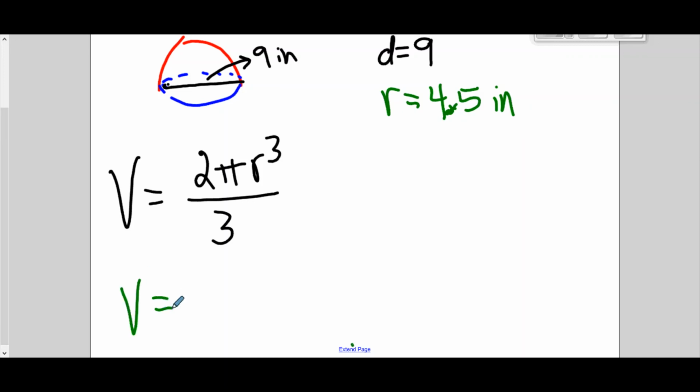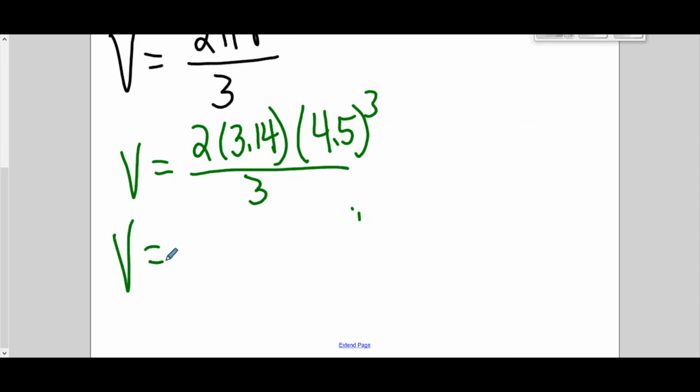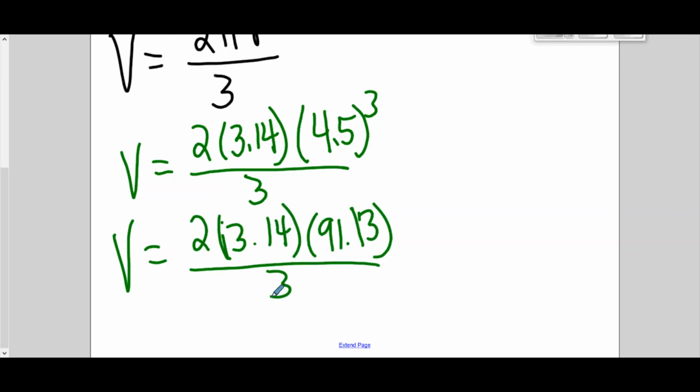So volume here is going to be 2 times 3.14, because that's the value of pi, times 4.5 cubed. So remember, 4.5 cubed means you're going to multiply 4.5 by itself 3 times. So you're going to do 4.5 times 4.5 times 4.5. So as you get that, that is 91.13. And then we're going to divide all that by 3. So you're just going to plug this into your calculator.